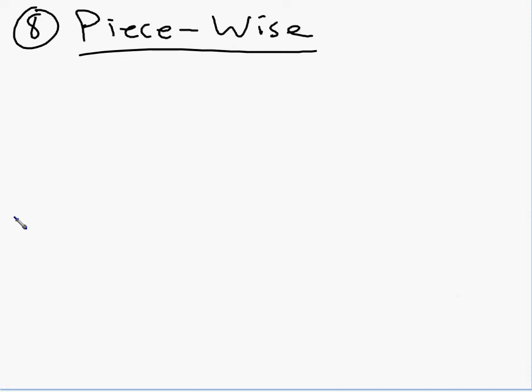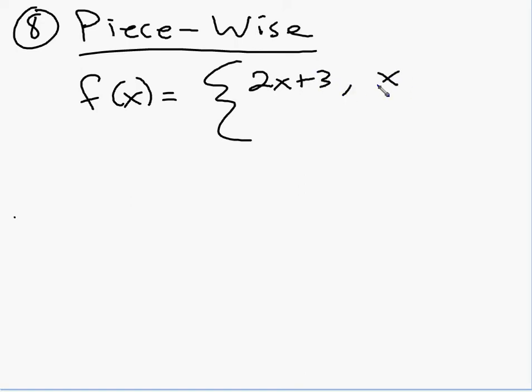A piecewise function is something like this. F of x equals 2x plus 3 for all of the x's less than or equal to 1, and negative x plus 4 for all the x's greater than 1. Now, when it comes to domain and range and all of those things for piecewise functions, it's difficult to make a blanket statement because there are so many ways these can look.